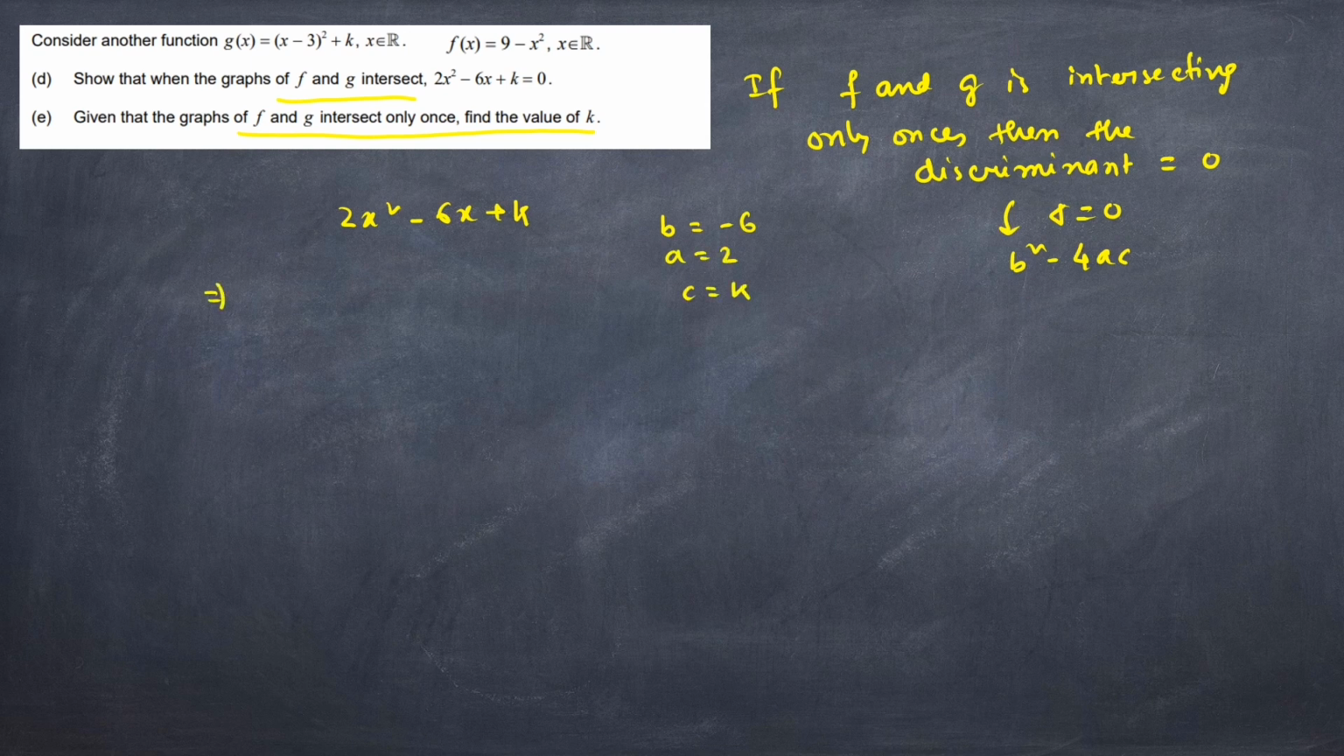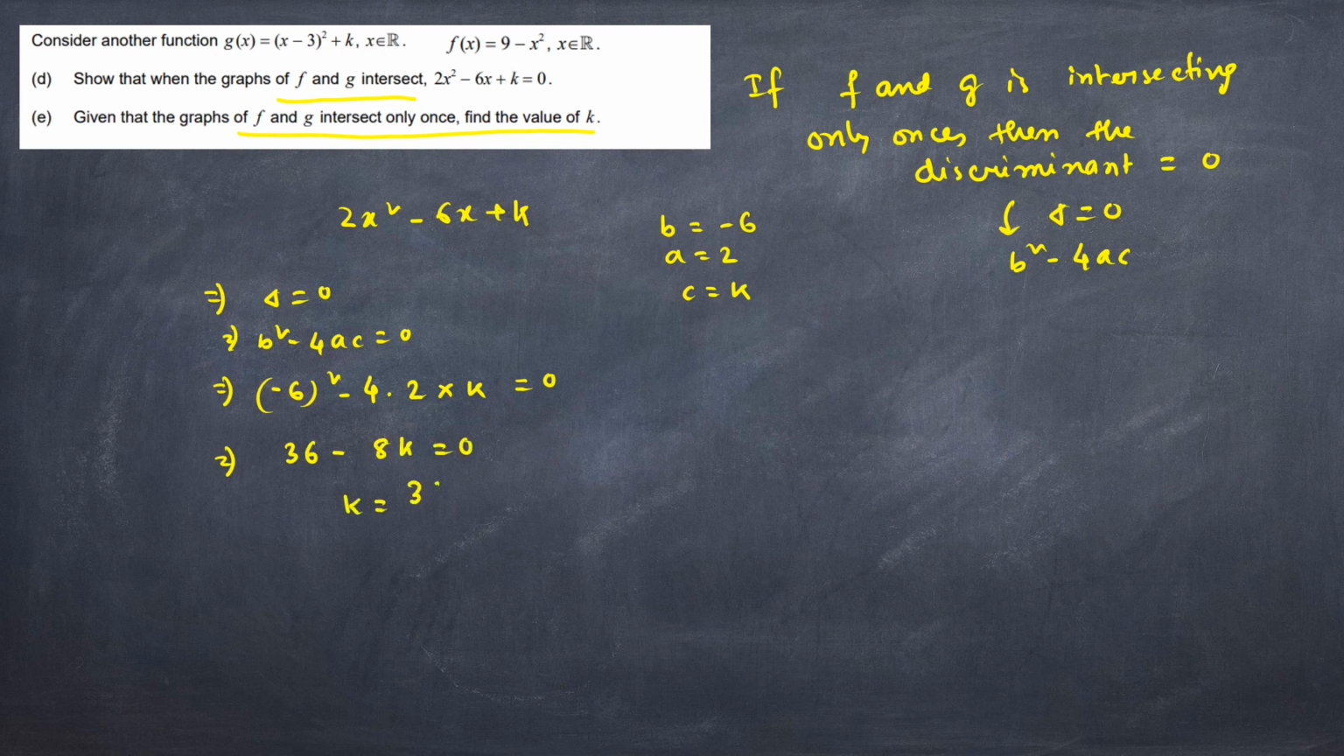So from here we can write, if delta is equal to 0, then b squared minus 4ac equals 0. Now we will put the values in. So 6 squared minus 4 times a, which is 2, times k is equal to 0. So 36 minus 8k is equal to 0. So k is equal to 36 by 8. From here we can write k is equal to 4.5.